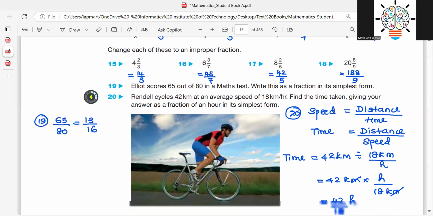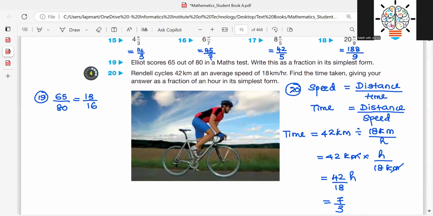Then question number 20. He cycles 42 kilometers at an average speed of 18 kilometers per hour. So what are the items we have in this question? They have given the speed, they have given the distance. So you just recall the equation for the speed calculation. Speed is equal to distance divided by time. What they have asked us to do is find the time taken. So that means the missing figure is time.